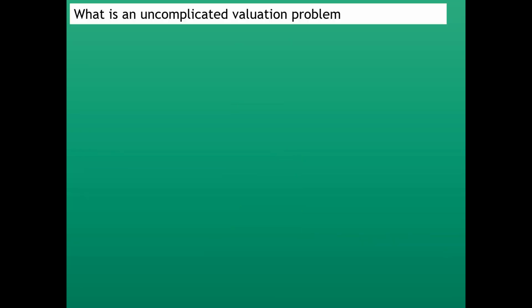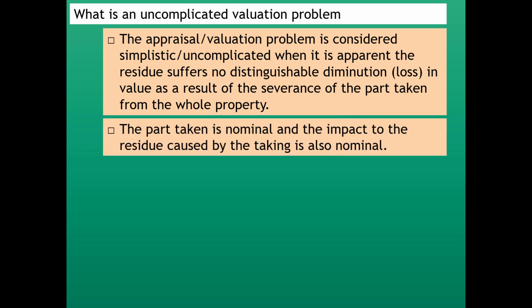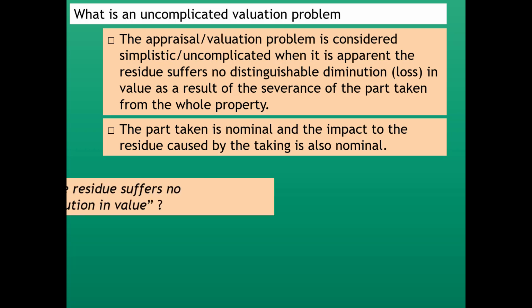So we've just gone over what is a complicated valuation problem. Let's discuss what is an uncomplicated valuation problem. The appraisal valuation problem is considered simplistic or uncomplicated when it is apparent the residue suffers no distinguishable diminution or loss in the value as a result of the severance of the part taken from the whole property. The part taken is nominal, and the impact to the residue caused by the taking is also nominal.